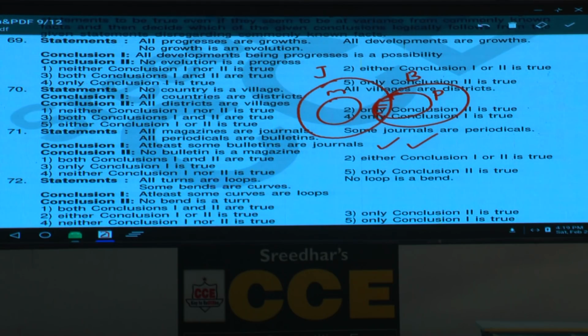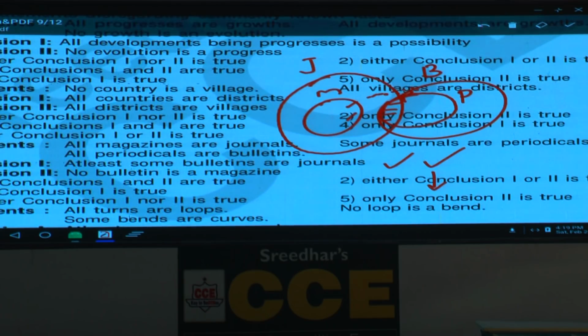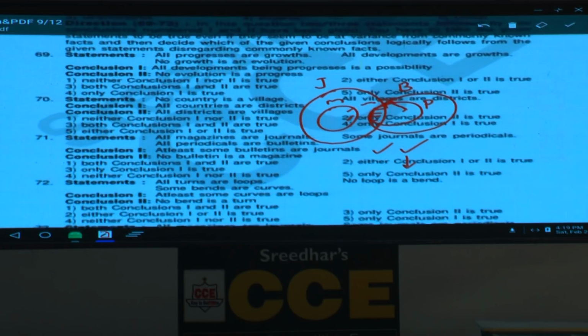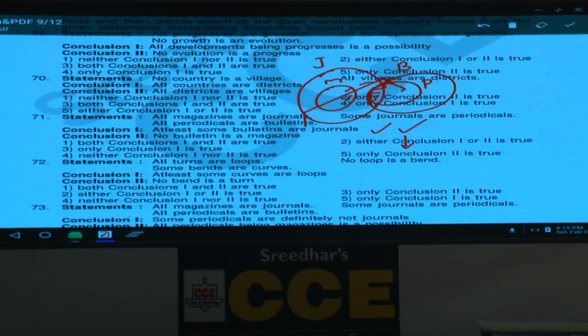Now the second one is a negative conclusion, and in order to make this one false, we need to prove some of the bulletins are magazines. Now tell me whether we can draw like this or not, some bulletins are magazines. We can intersect like this, hence alternate diagram proven, this conclusion will be false. Then what is the answer here? Only conclusion 1 follows, only conclusion 1 is true, that is choice 3. Question number 71, choice 3.